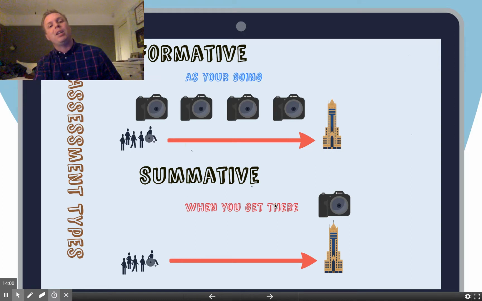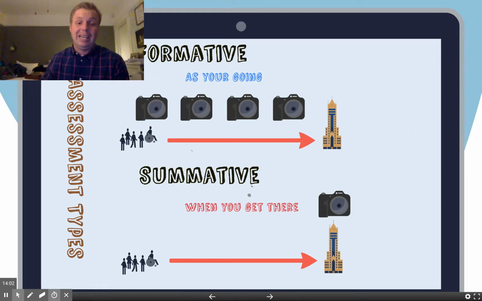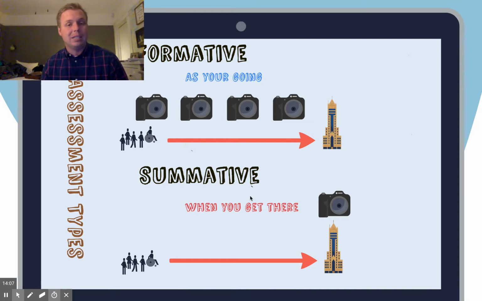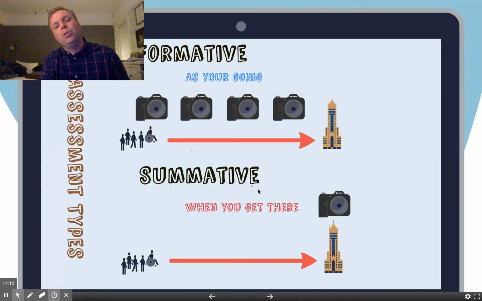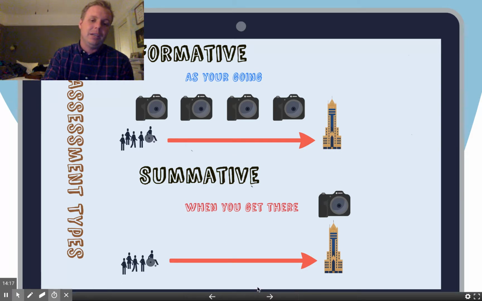Then you also have summative assessments. So I'm trying to get a picture of whether or not you in fact got there. That's things like exit tickets. That could be something like a common formative assessment, something more formal. And that could be even right down to a state test. It's what we do to determine whether or not we got there.